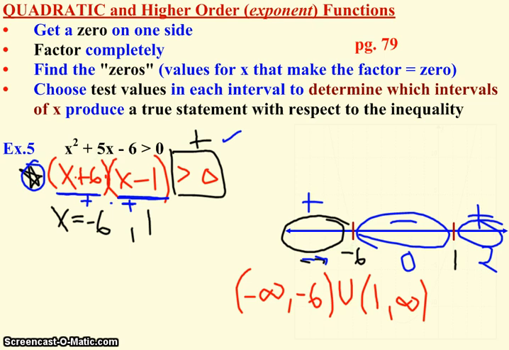And what you're doing again is testing for the area between the zeros that produce a statement that would be true for the inequality. And so when I look at the different areas, I'm saying I need to produce positive because greater than 0 is positive.